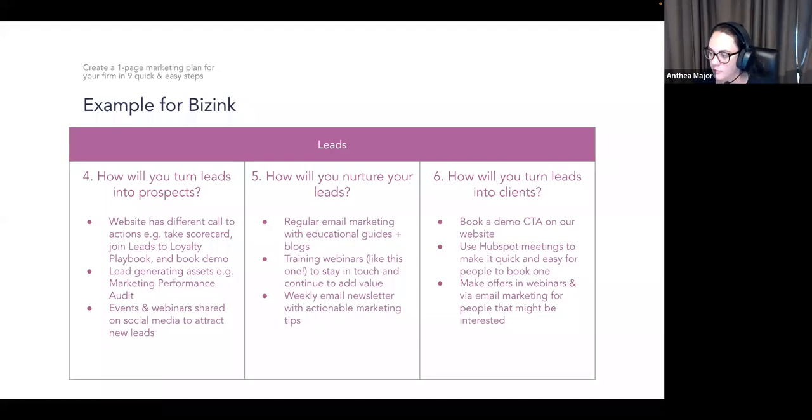Turning leads into clients, book a demo. You'll see that across our website and in our emails as well. We use HubSpot meetings to make it easy, and we make offers. It helps build that sort of interest, I guess, with people at that stage, and helps them move to book a meeting. So we do have one later today if you are interested.